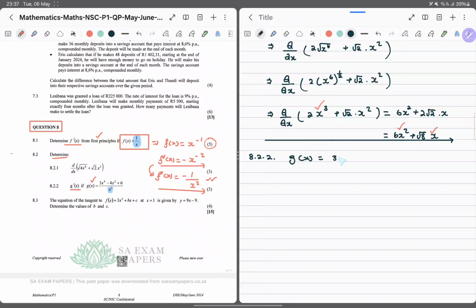of x is equal to 3x squared minus 4x. No. What is this thing now? 3x to the exponent 4, sorry. Minus 4x squared plus 6 divided by x squared. Then we simplify. This implies that g of x is going to be 3x to the exponent 4. Remember that x on the denominator is the common denominator, so it divides each term in the numerator.